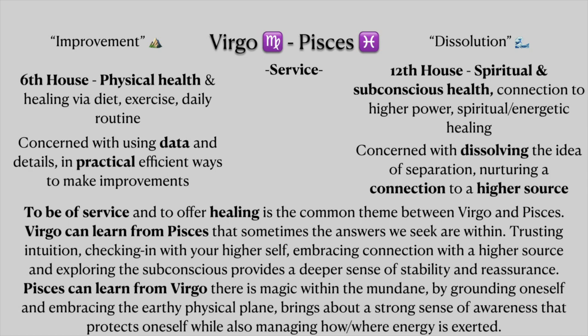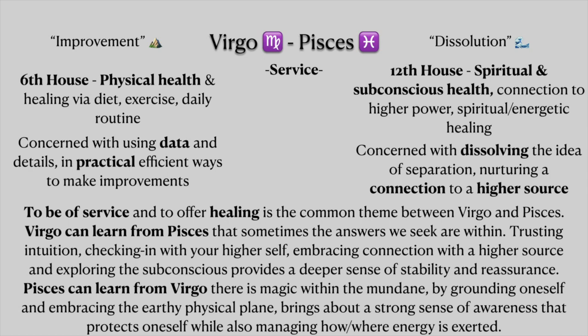Virgo can learn from Pisces that sometimes the answers we seek are within. Trusting intuition, checking in with your higher self, embracing connection with a higher source, and exploring the subconscious provides a deeper sense of stability and reassurance.